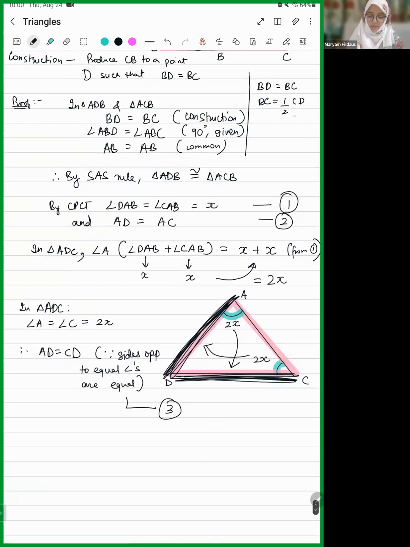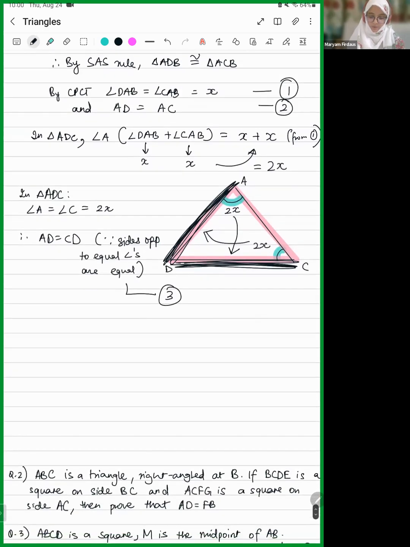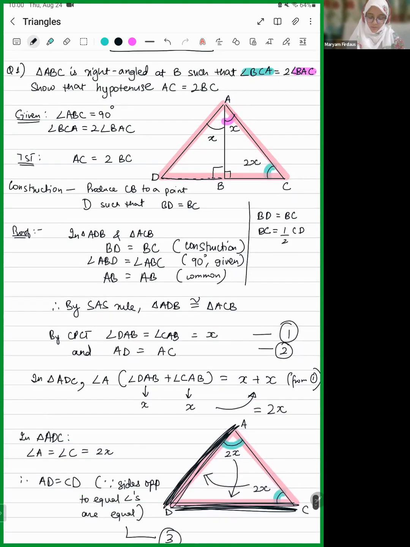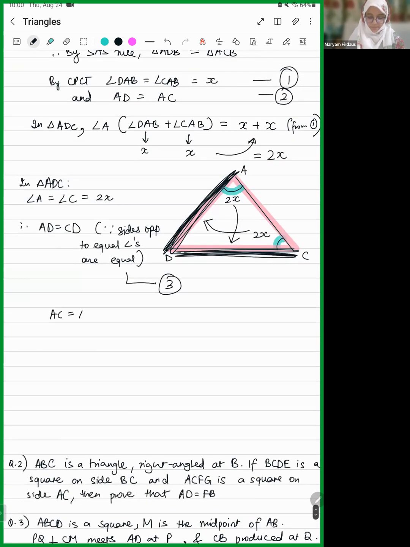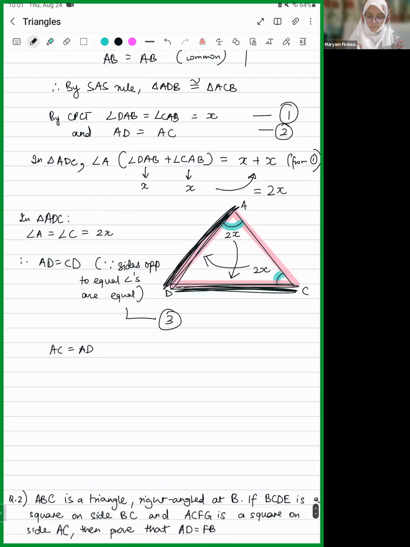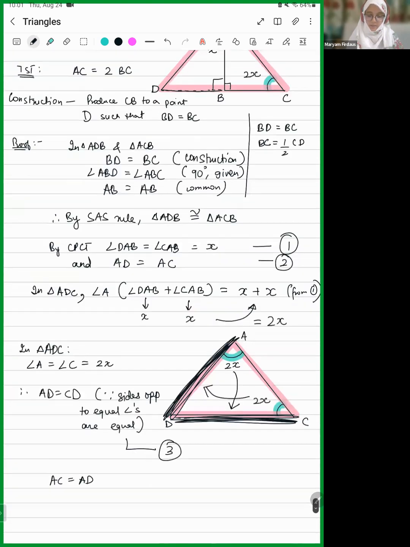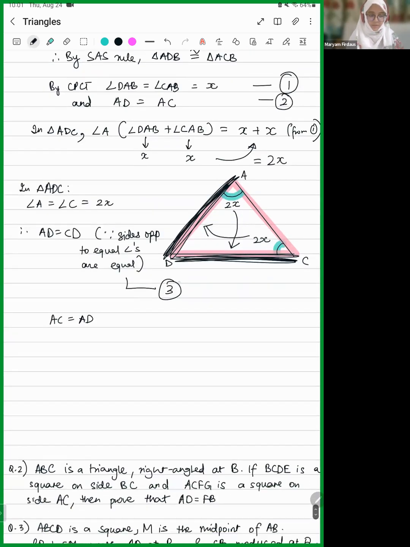So what have we shown? That BC is half of CD. Now look at equation 2 and equation 3. What did we have to show? AC equals AD to BC. Okay, wait a minute. We have to show that AC equals twice of BC.